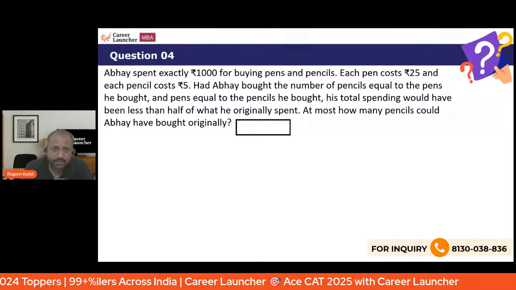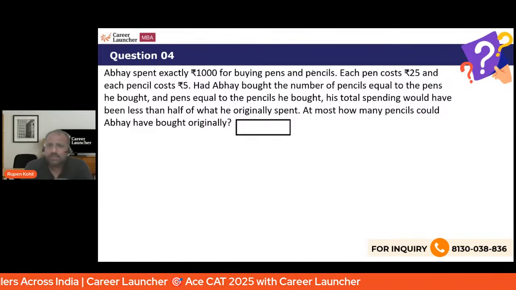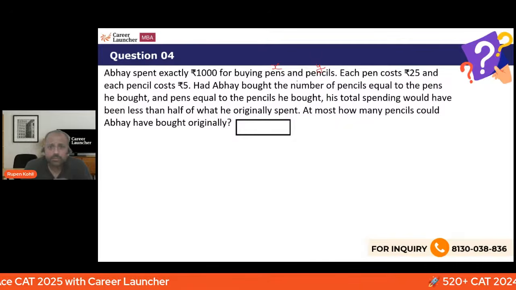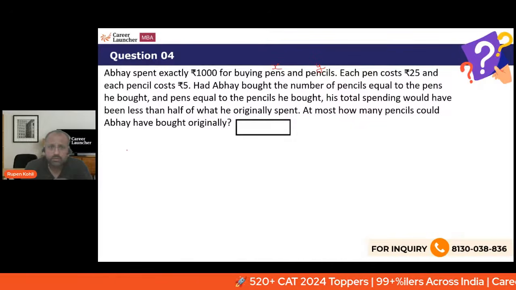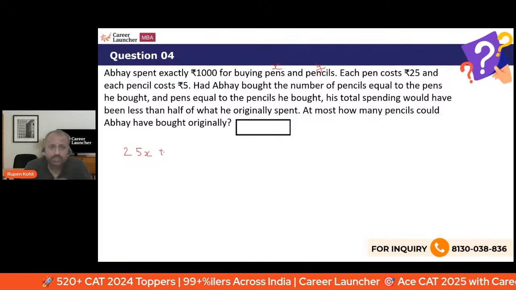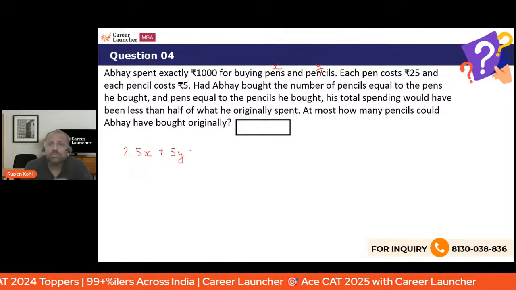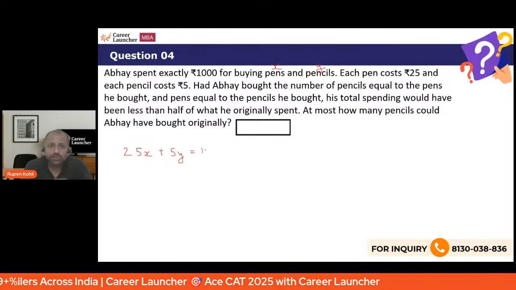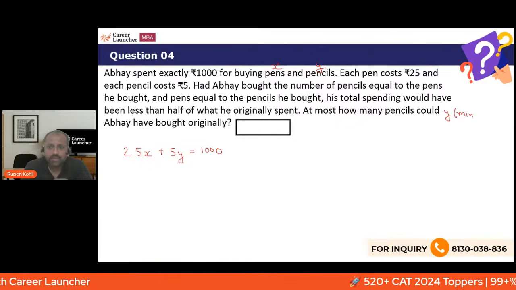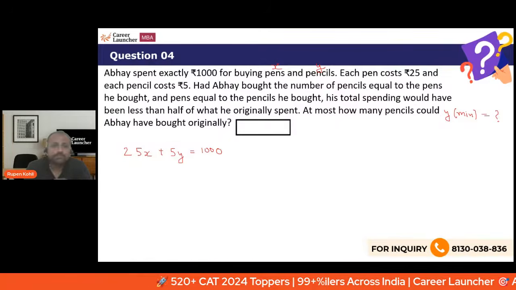Okay, let's jump in. Let's say X pens and Y pencils, right? If he bought X pens and Y pencils originally, then we only have the 1,000 rupees. So 25x rupees spent on pens and 5y amount spent on pencils is 1,000. Remember the objective: at most, how many pencils could he have bought originally? So we have to figure out the maximum possible value of y, the number of pencils that he originally bought.